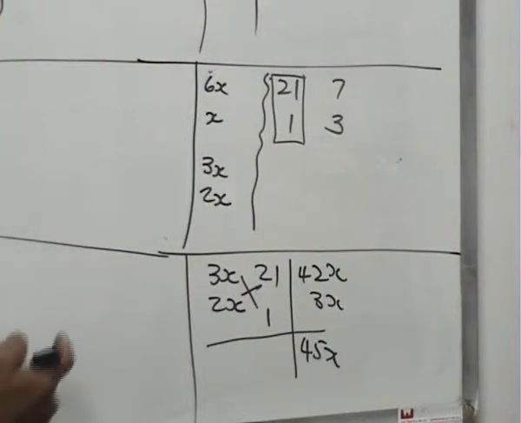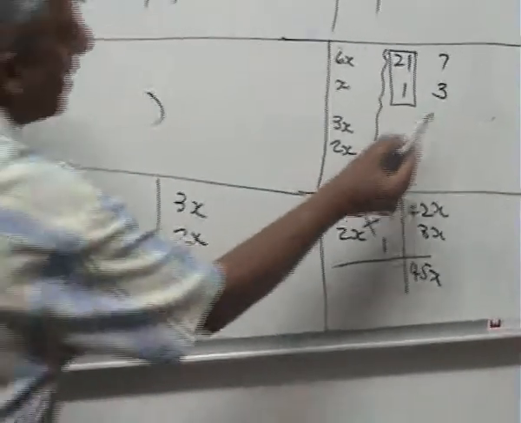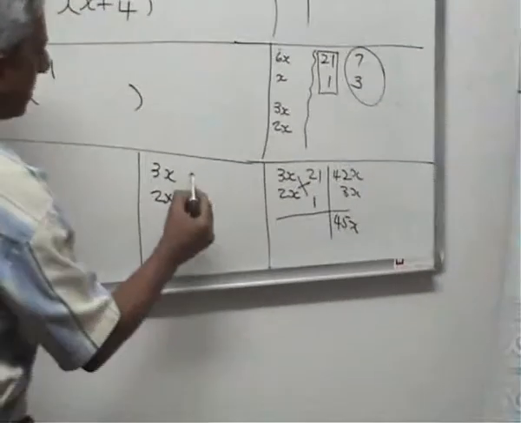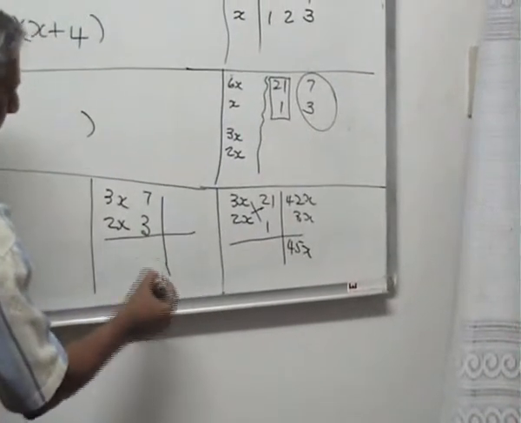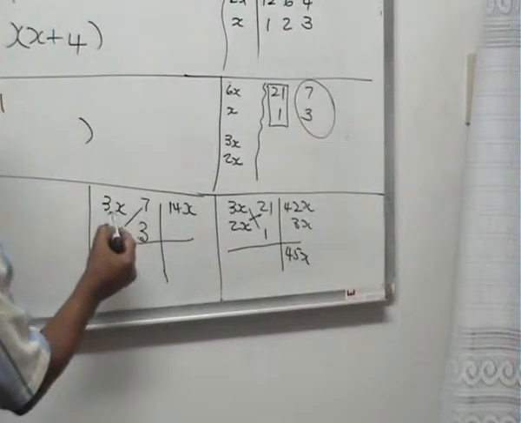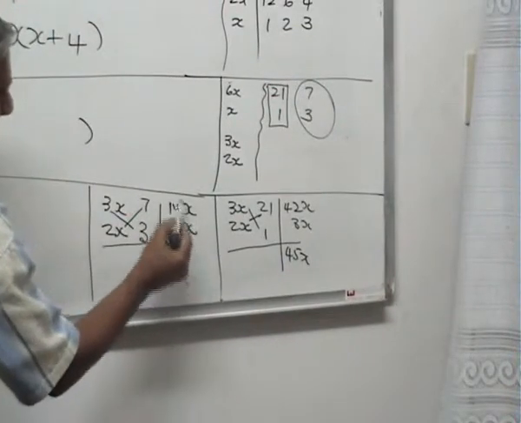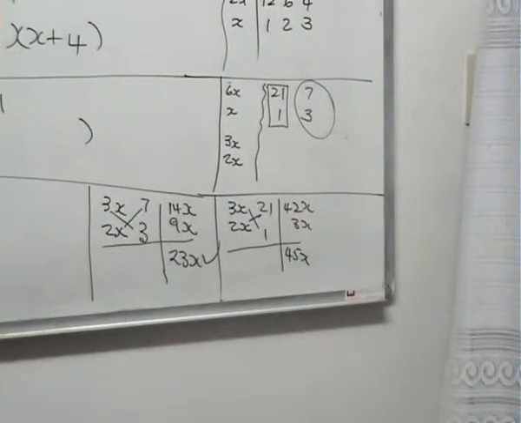So I'll do the working here now. So I'll take 3x and I'll take 2x and I'll choose this one now. 7 and 3. And let's see what happens this time. 2 7s, 14x. 3 times 3, 9x. Add it up, 23x. And we are happy, we got what we want.